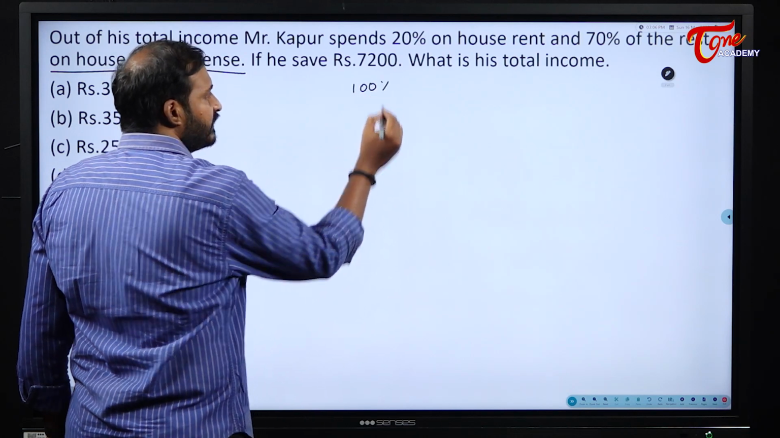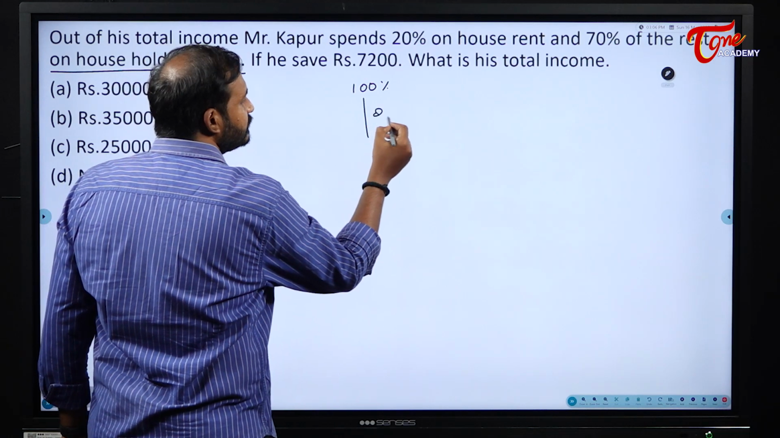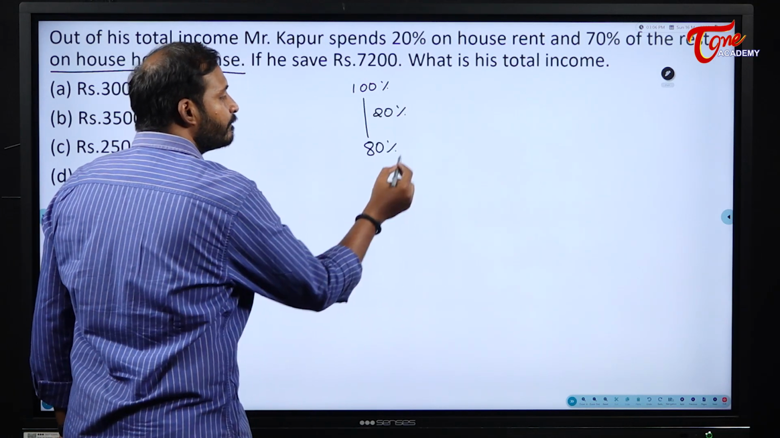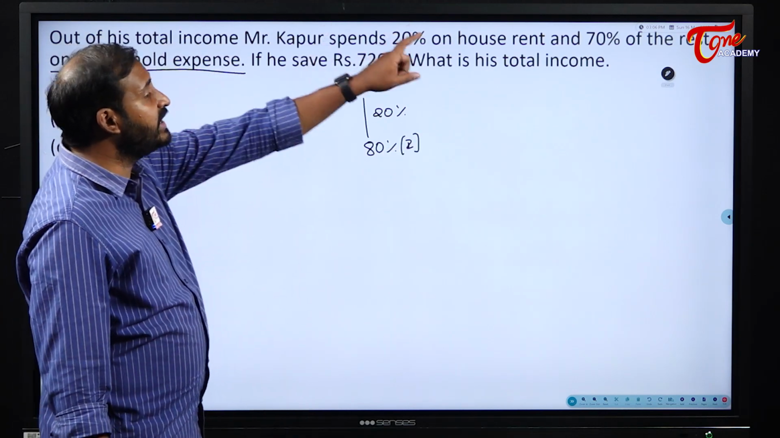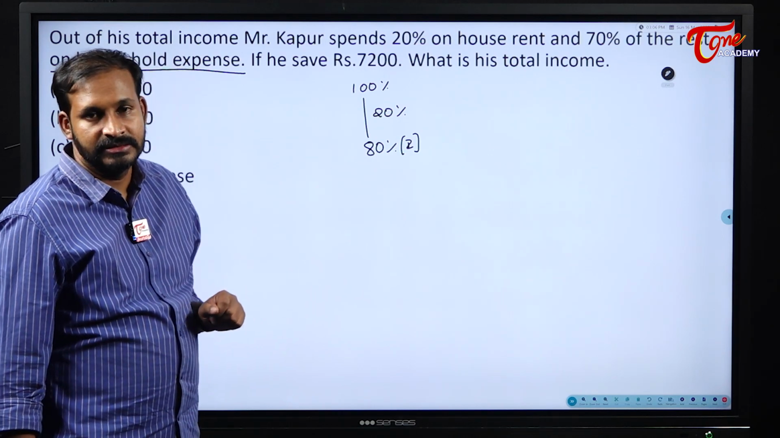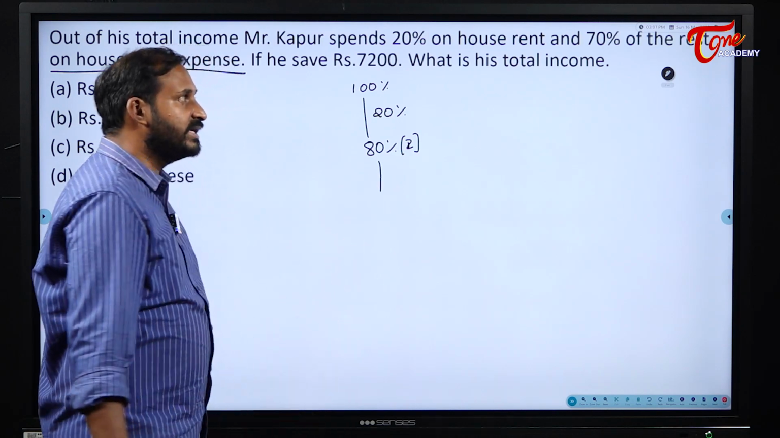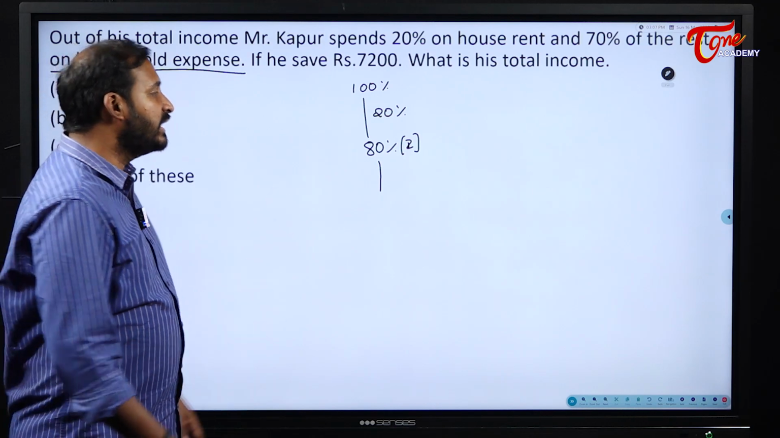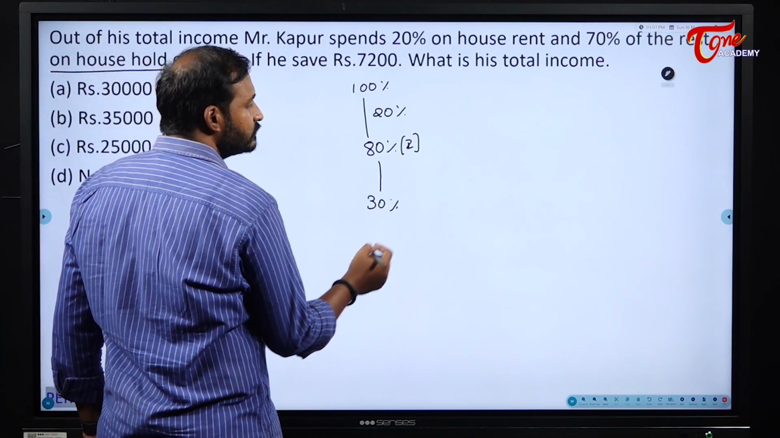out of 100%, if his income is some 100%, he will spend 20%, right? So, now he will be left with what? 80% of income. He will be left with 80% of income. Now, 70% of the rest means now 70% of this 80%. After spending 70% of this 80%, he will be left with what? 30% of this 80%. Understood?